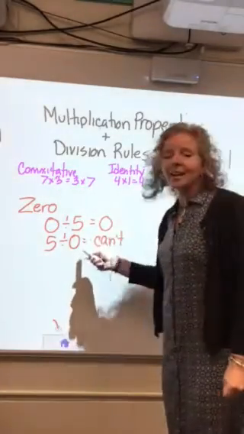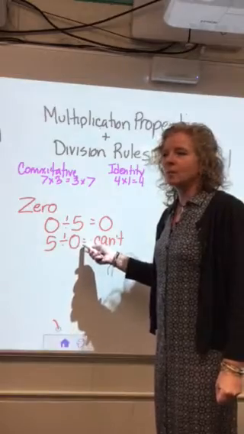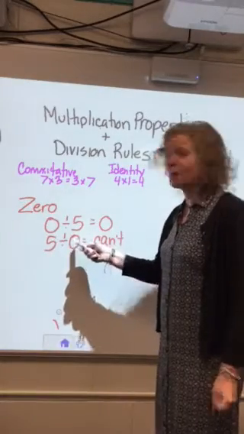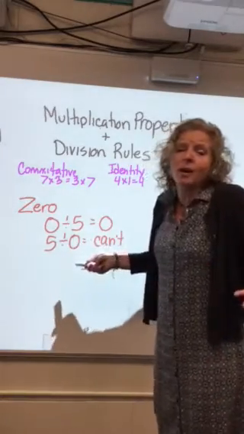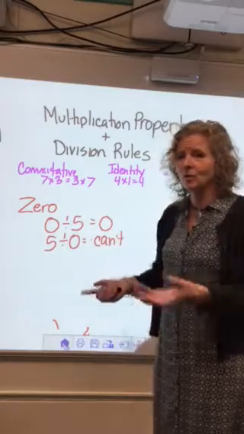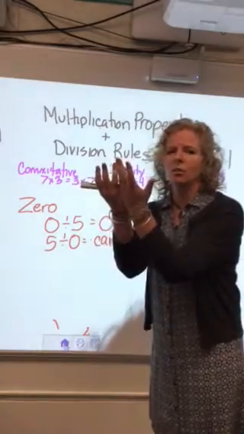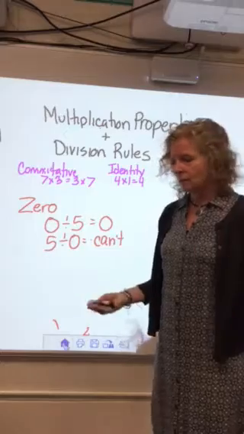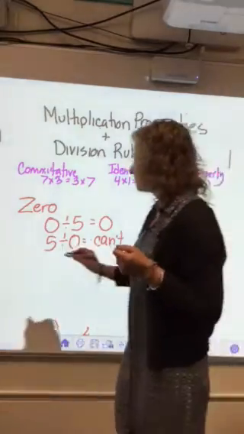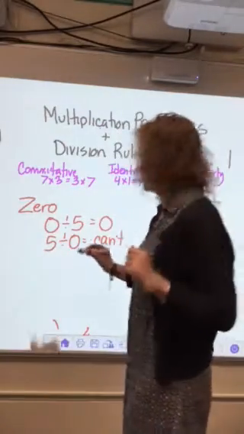But if I'm trying to do my dividend divided by my divisor, if my divisor is zero, it's impossible. I cannot do that. You can't break something into groups of nothing unless you're magic. And you're not magic, so you can't.